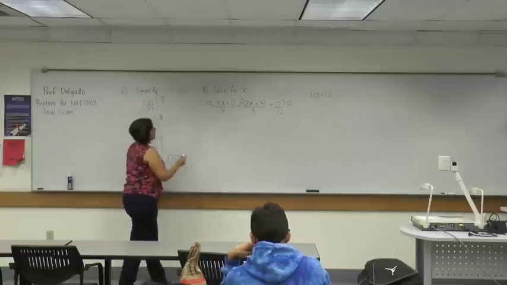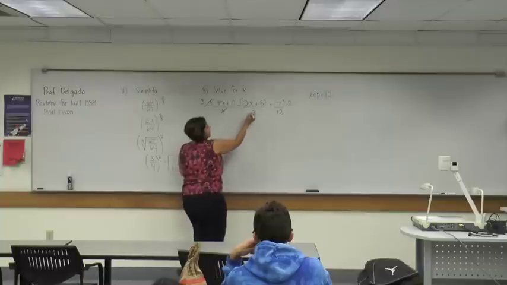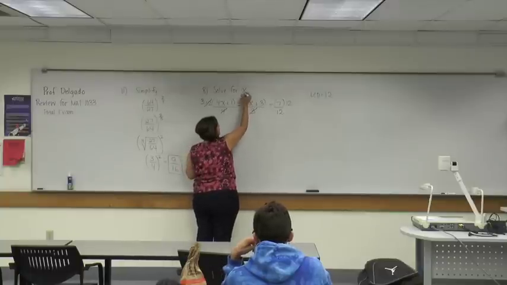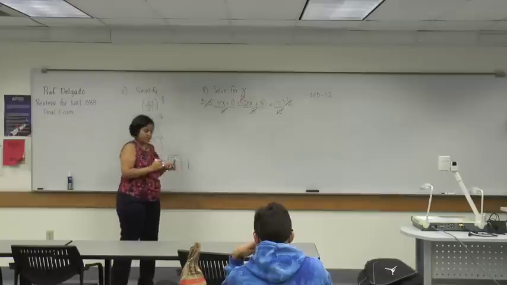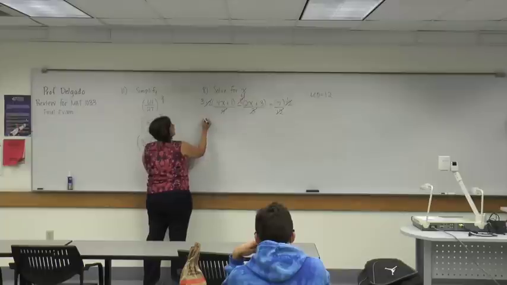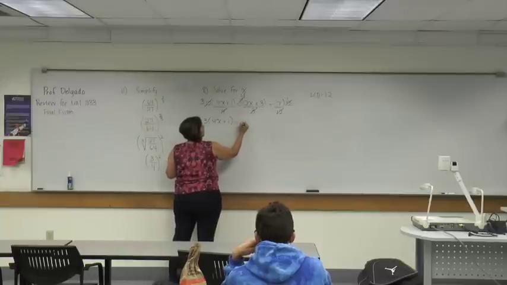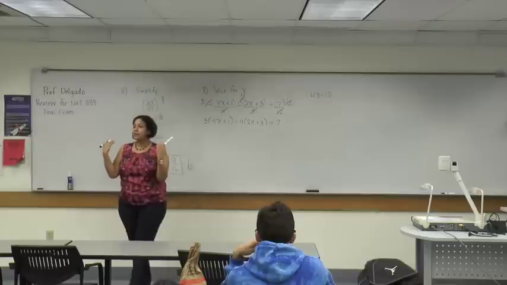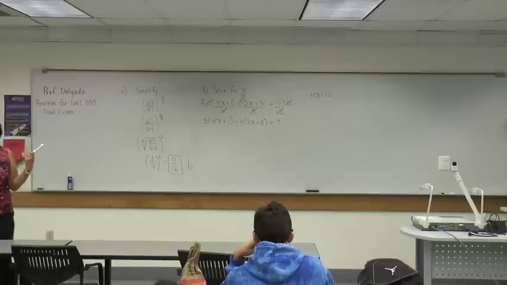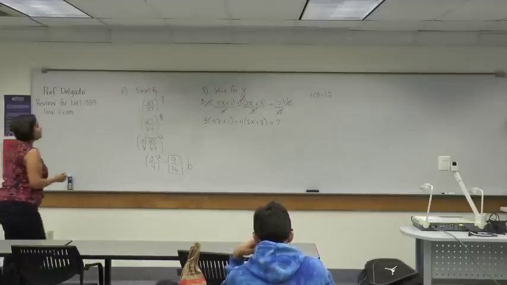So you see that 4 goes into 12 three times. 3 goes into 12 four times. And 12 goes into 12 one time. So what we're left with is 3 multiplied by 4x plus 1 minus 4 multiplied by 2x plus 3, and that's equal to 7. Denominators are gone. We're feeling a little bit less anxious, right? Okay. So now it's a matter of distributing, collecting like terms, and then isolating our variable, right?